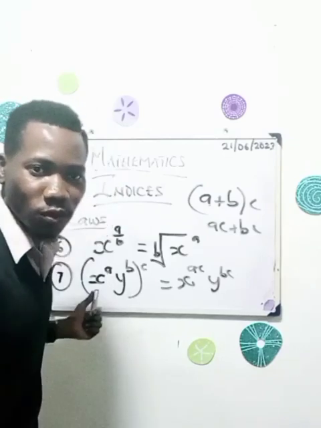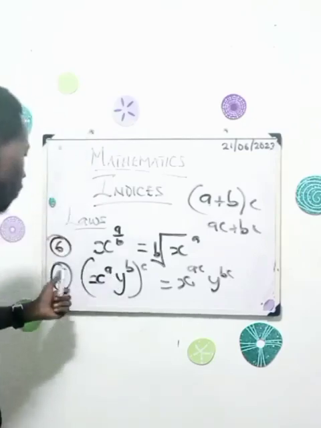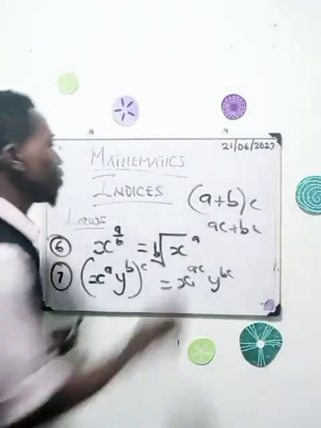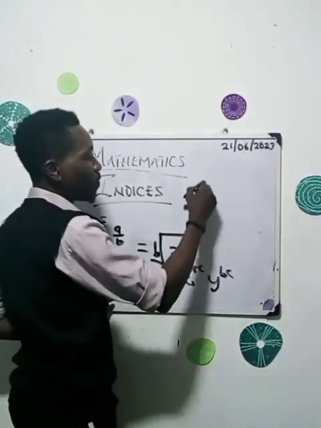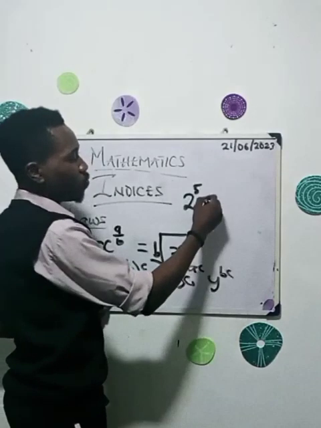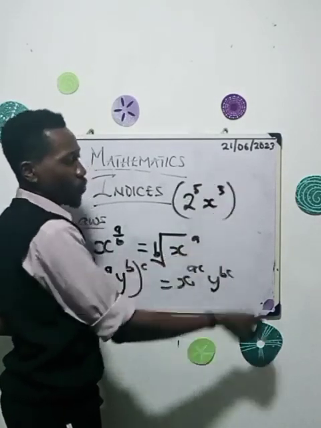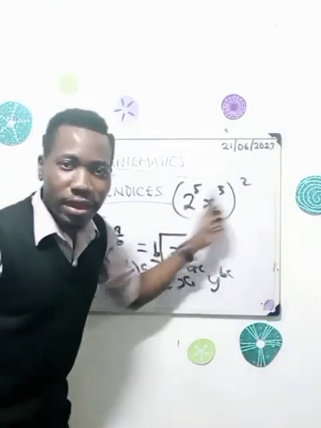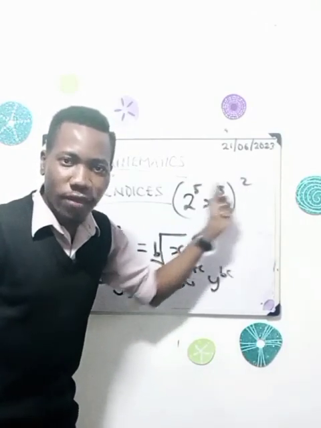Please repeat 7. This one. Okay, I'm going to repeat this one. Let me give an example. An example is when you have 2 raised to the power 5, y, and x raised to the power 3, all in brackets raised to the power 2. What happens is that this raised to the power 2 is not affecting this alone. It will affect both of them.